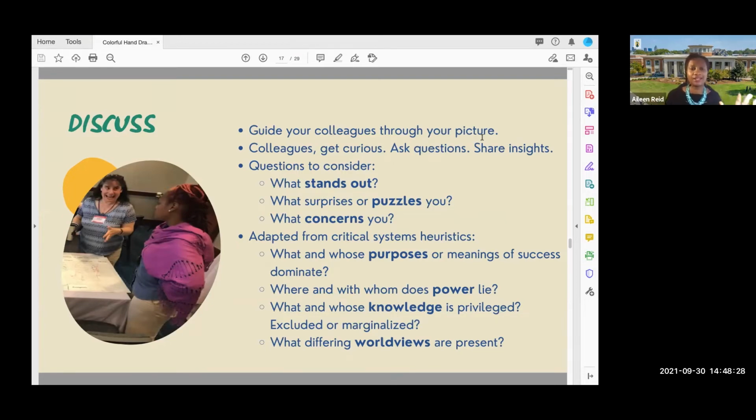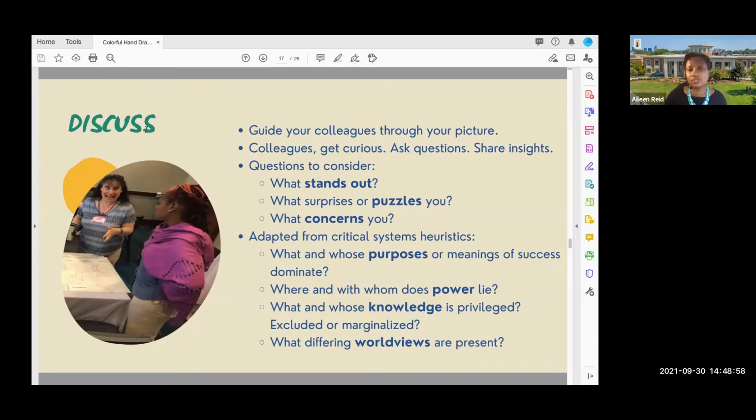One easy thing is I notice and I wonder, right? The notice and the wonderings. But other specific questions that you could ask: talk about what stands out to you, what surprises or puzzles you, what concerns you. Your colleague would have explained their picture from their vantage point, but also, particularly if you have understanding or context, or even as just an observer, we do this as evaluators, right? Ask these kinds of questions.